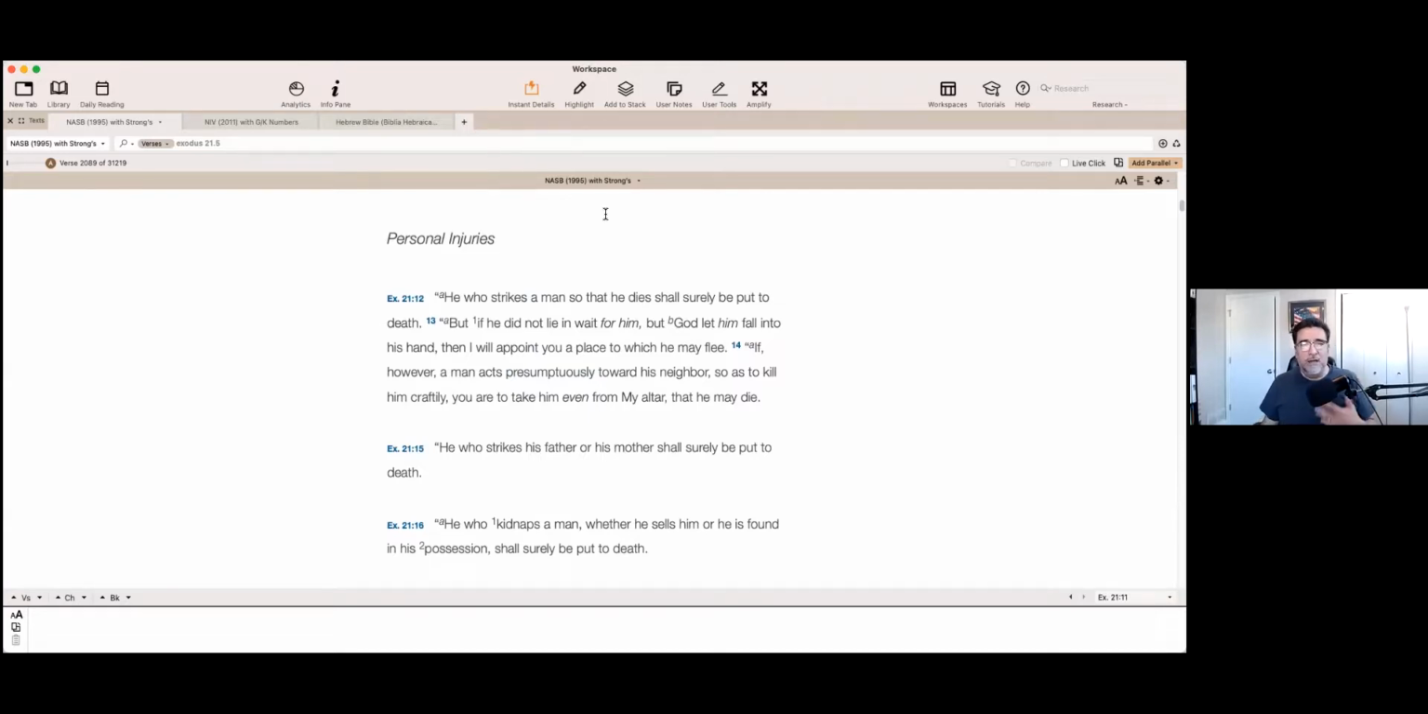21:12. But he who strikes a man so that he dies shall surely be put to death. So capital punishment, right? And by the way, murder as a capital offense, being punishable by death, is universal in the Torah. In all five books of the scriptures, you have murder specifically. This is the importance of it listed as a capital offense.